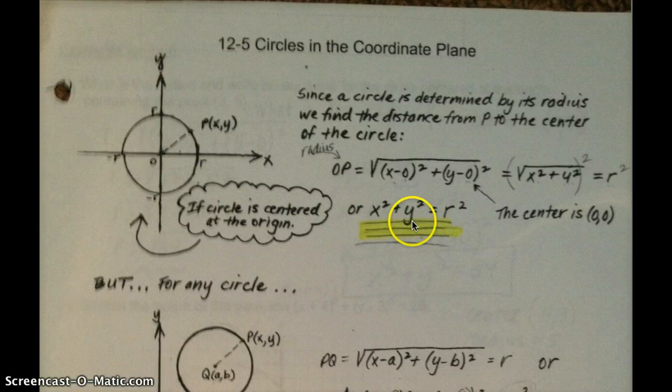And so x and y represent a point on the circle, such as this one. P is x, y. So if it says that you have a circle centered at the origin, and a point on the circle that is, let's say, 3, 4, then you would plug it in here. 3 squared plus 4 squared equals r squared, and that would give you the radius, if they asked you for the radius.